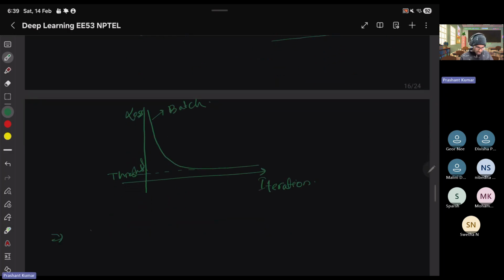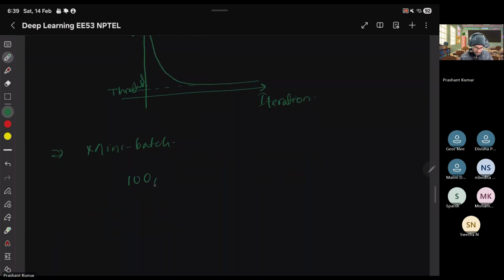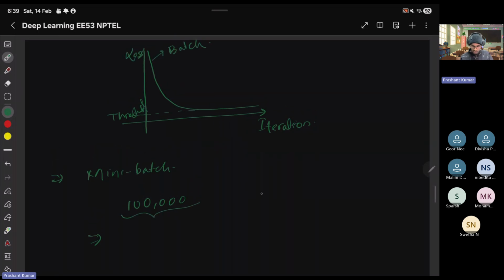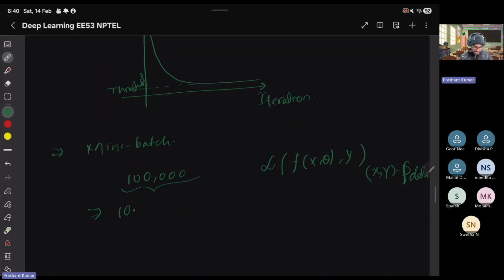Now let's talk a little bit about the mini batch and then we will compare it again. You have 100,000 data points, but you are saying that you will optimize the loss function L of f of x comma theta comma y for all the x, y from the P data. P data is a kind of distribution from which you are picking x and y. So for 100,000, you have made 10 batches in which each batch has randomly chosen 10,000 points.